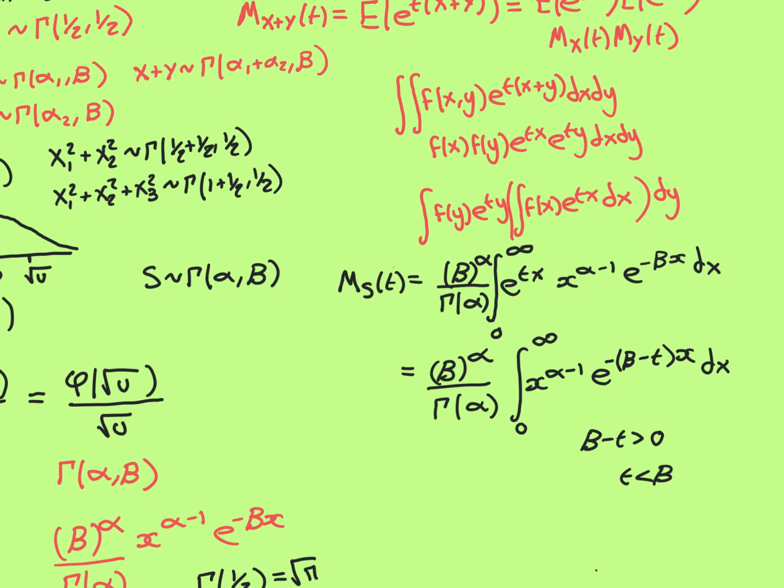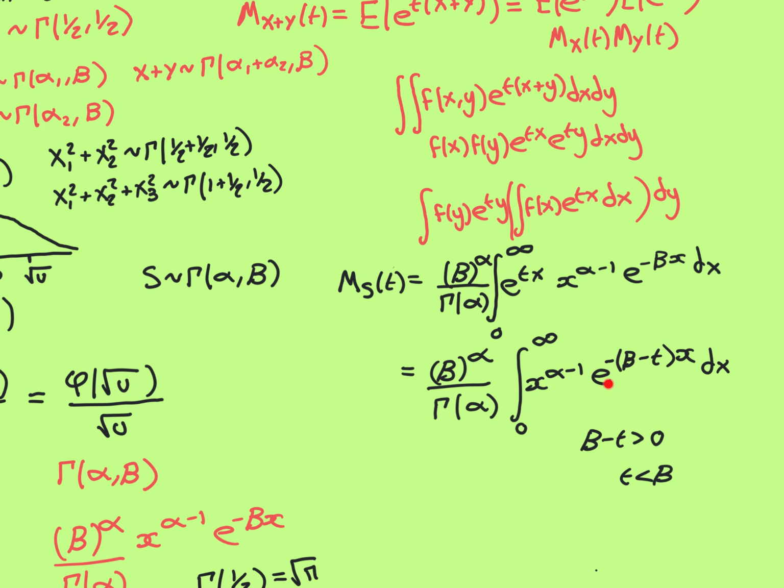So we need beta minus t to be greater than 0, and we can rearrange that to t therefore needs to be less than beta. So this is the range for our t value. This is where it's going to converge. If t is less than beta, then the MGF will be defined. If t is greater than beta, it won't be defined.